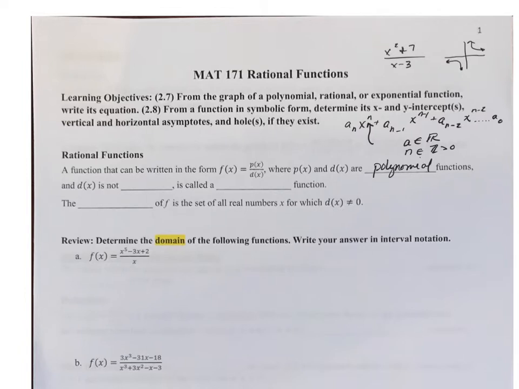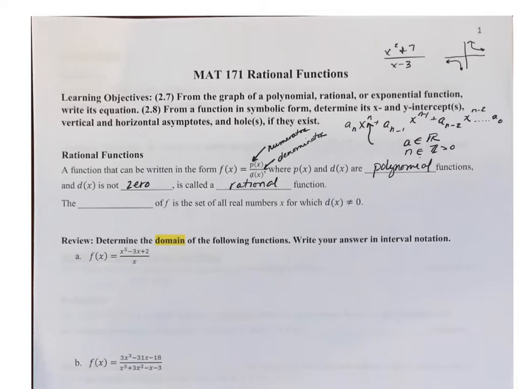So again, a rational function is a function written in the form f of x equals p of x divided by d of x, where p of x and d of x are both polynomial functions. We also know that d of x is not 0 because we can't divide by 0. And that's the definition of what we call a rational function. Remember, p of x is my numerator. That's the polynomial in the numerator. And d of x is the polynomial that's in the denominator.